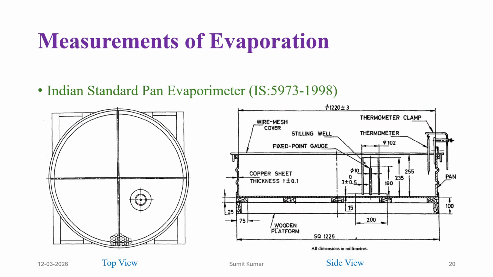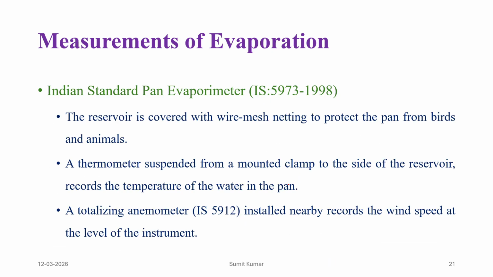This is the top view and side view of the pan evaporatometer, which is taken from the Indian Standard Code IS 5973. Each dimension is clearly mentioned in this figure. The pan is covered with wire mesh netting to protect it from animals or birds. A thermometer is also installed in the pan to measure the temperature of the water in the pan. Also, an anemometer installed nearby records the wind speed.